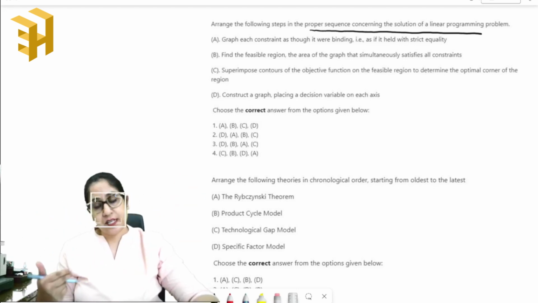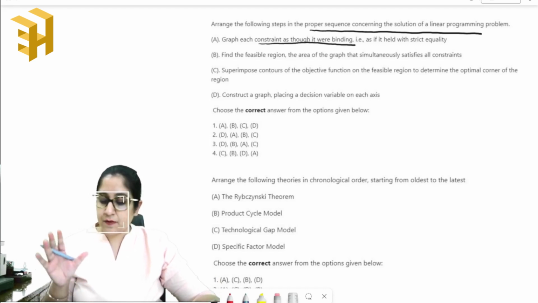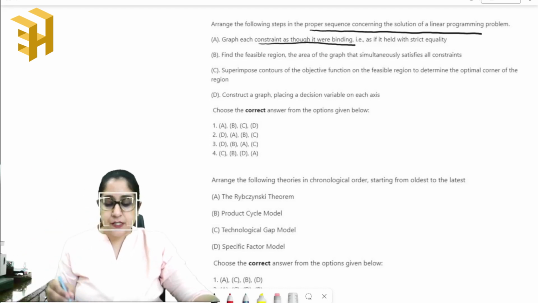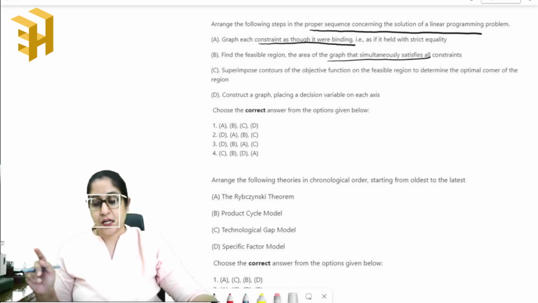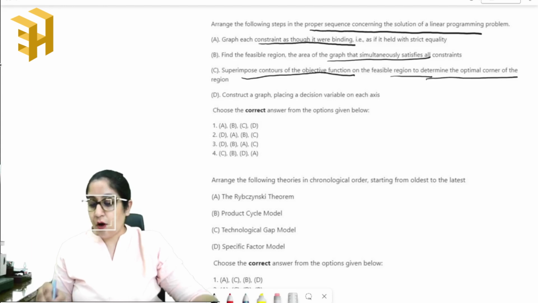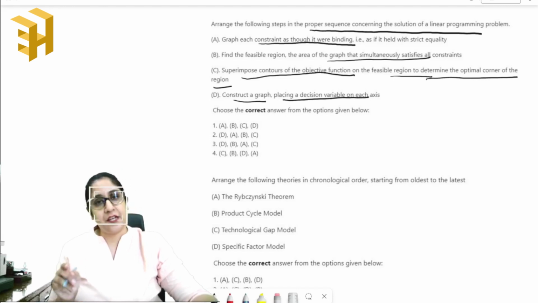Let's read out the statements first. Graph each constraint as though it were binding, that is, as if it was held with strict equality. Find the feasible region, the area of the graph that simultaneously satisfies all the constraints. Superimpose contours of the objective functions on the feasible region to determine the optimal corner of the region, and construct a graph placing a decision variable on each axis.